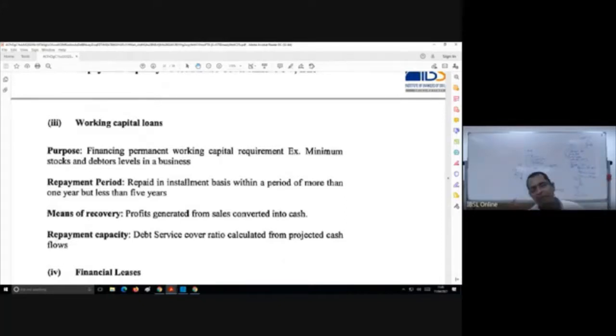Working capital loans: financing the permanent working capital. If we talk about working capital facilities, it is short term. But if it is a working capital loan, it is permanent working capital. Repayment period is normally 1 year to 3 years. It can go to 5, but it is normally 3 years. Means of recovery is profit generation from sales conversion. Repayment capacity is again debt service cover.